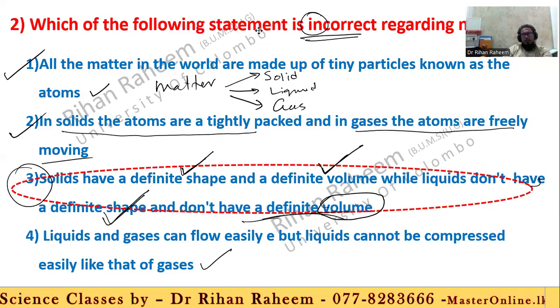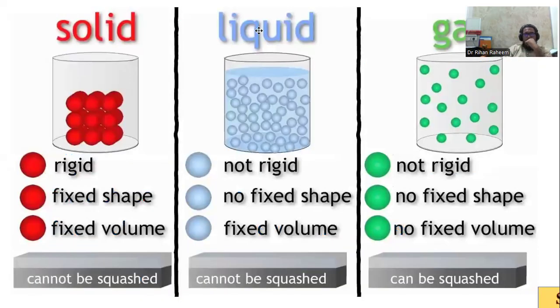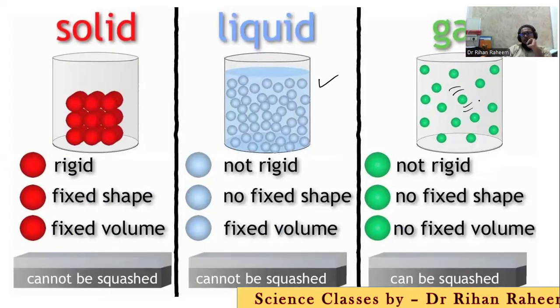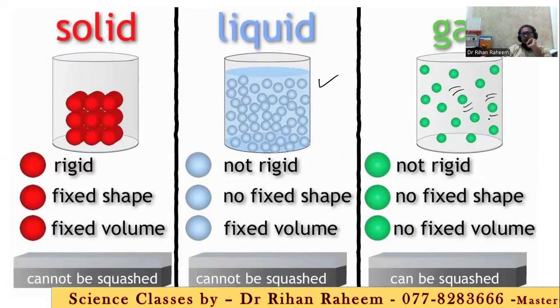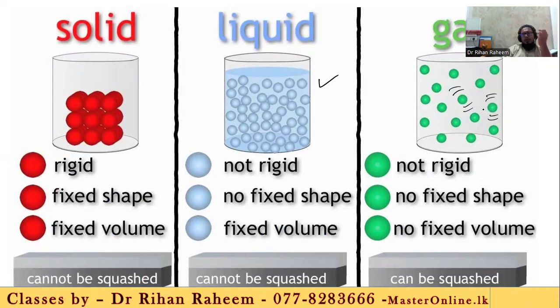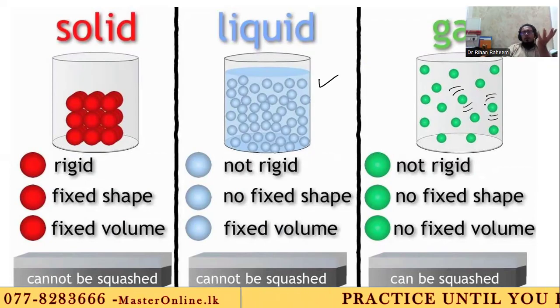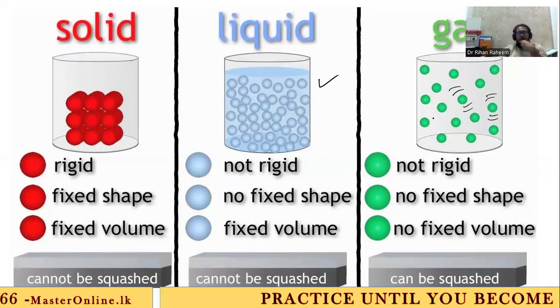So here the pictures are there. If you want, take a screenshot. In solids, the atoms are tightly packed. In liquids, they are loosely packed. In gases, they are freely moving here and there. That's why you can open a solid and keep it, you can open a liquid and keep it, but you can't open a cylinder of gas and keep it because it flies away.